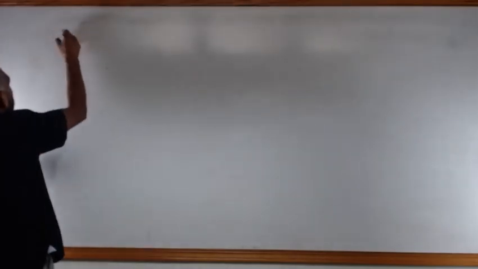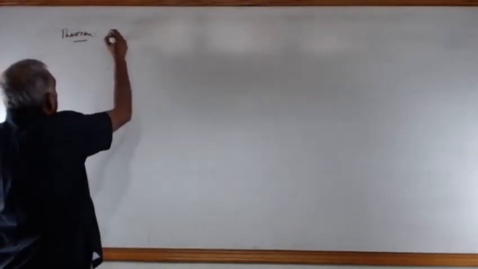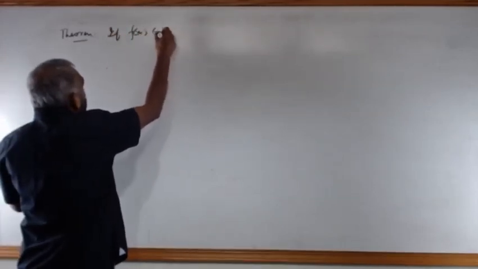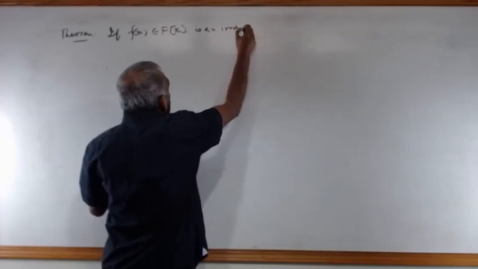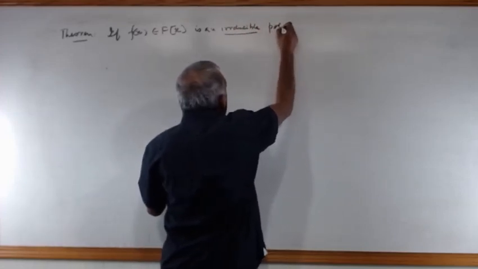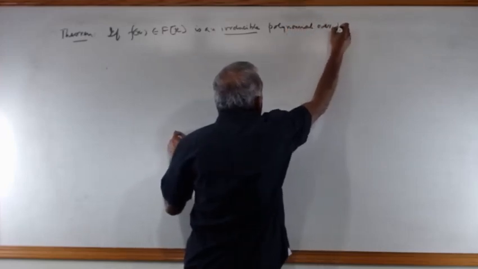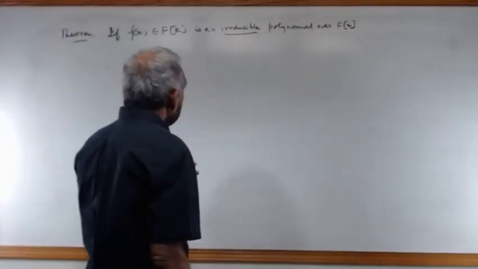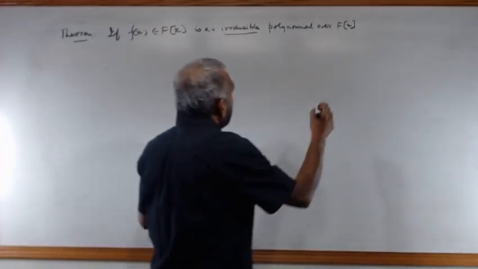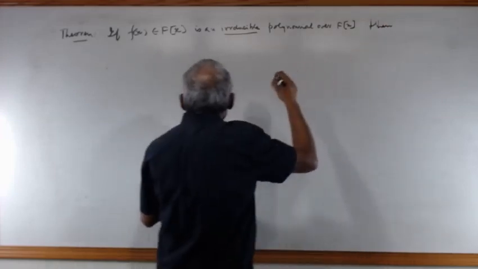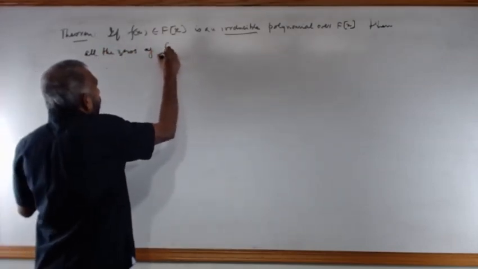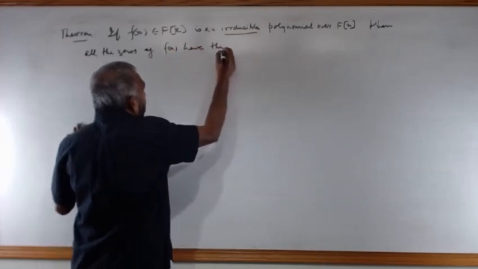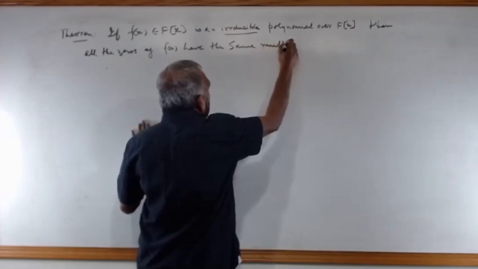We'll have a theorem here. If f(x) belongs to F[x] is an irreducible polynomial, then all the zeros of f(x) have the same multiplicity.